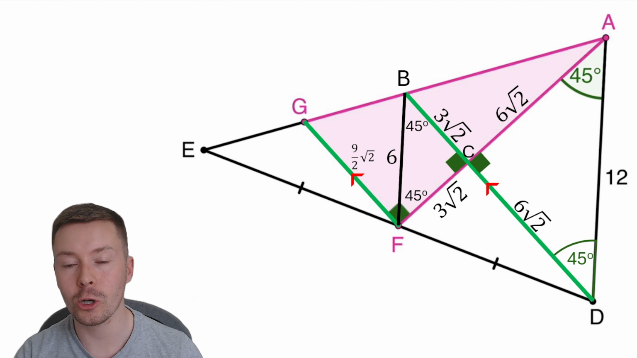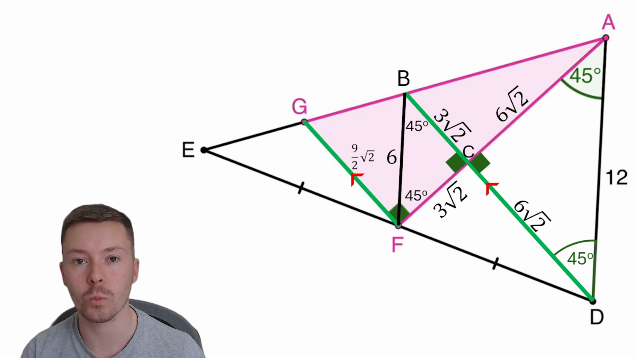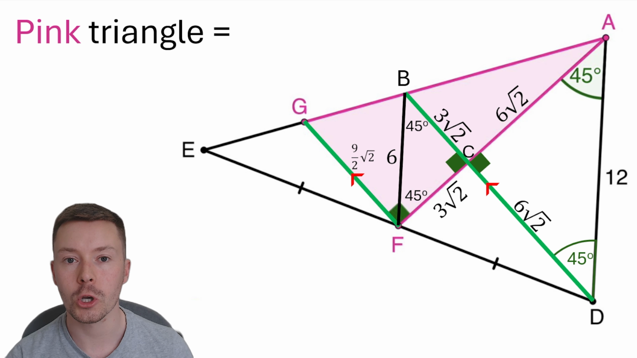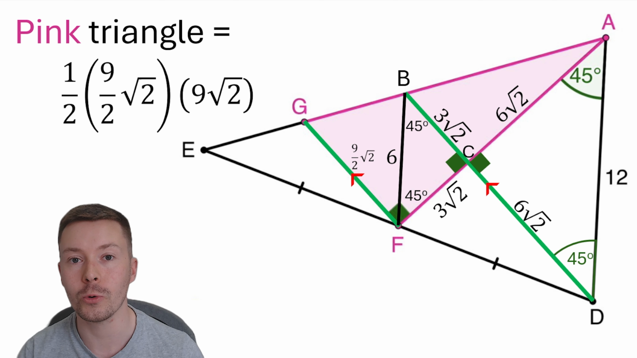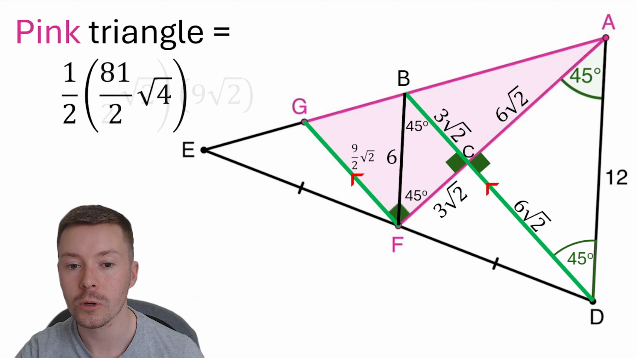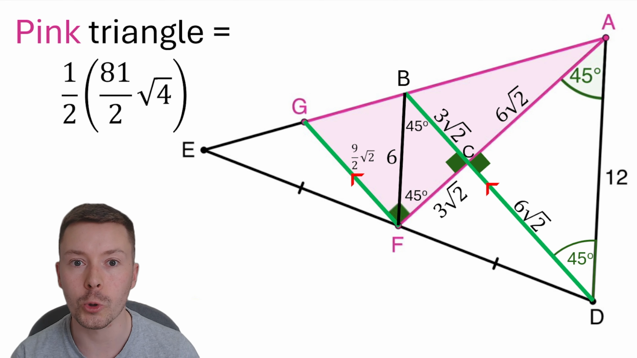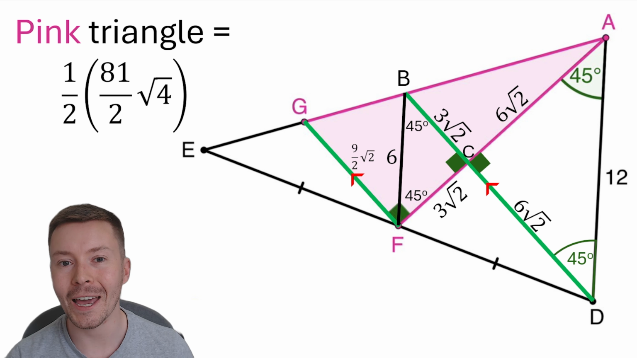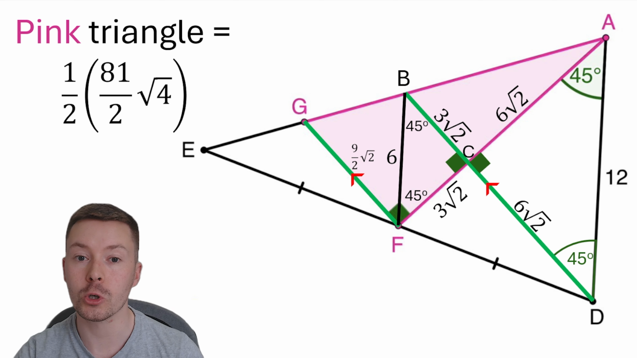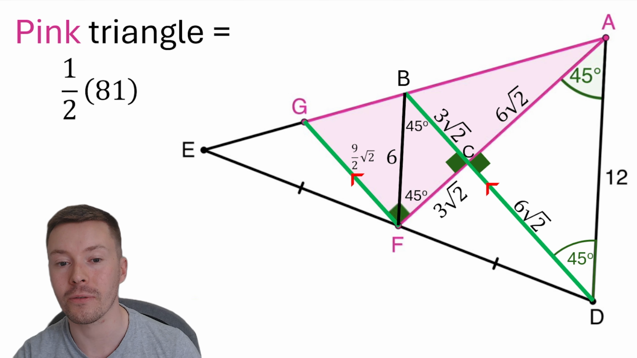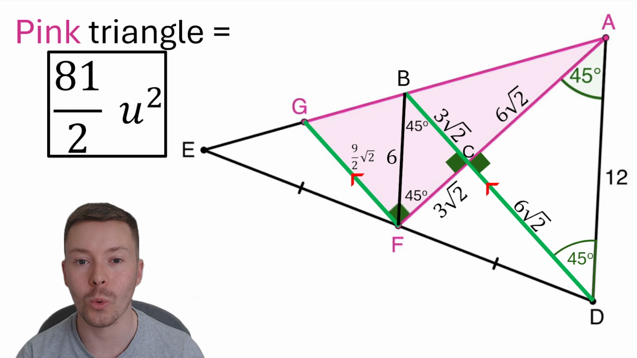Now from there, if we look at that pink triangle now, we've got all the lengths we need because we've got a base and we've got a perpendicular height. So the area of the pink triangle is a half times 9/2 root 2 times 9 root 2, which if we multiply those two last terms, we're going to get 81/2 root 4. The root 4 will give us 2. 81/2 times 2 is 81. And then half of that gives us 81/2 units squared.